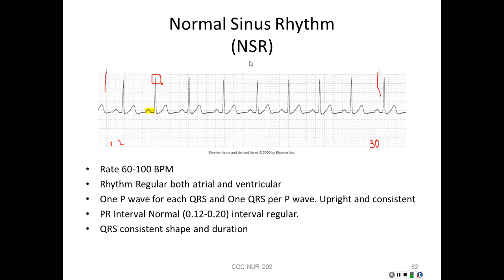So this is a normal sinus rhythm because the QRS complex is less than 0.12 seconds. The PR is less than 0.20. The rate is between 60 and 100, and it's regular. It's a normal sinus rhythm.